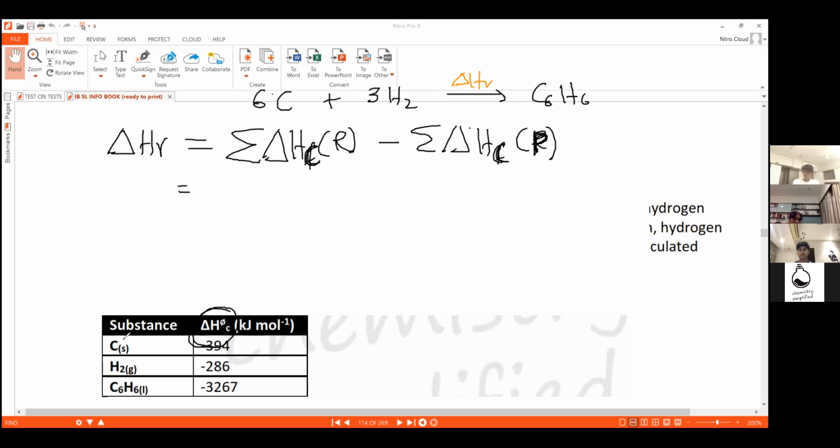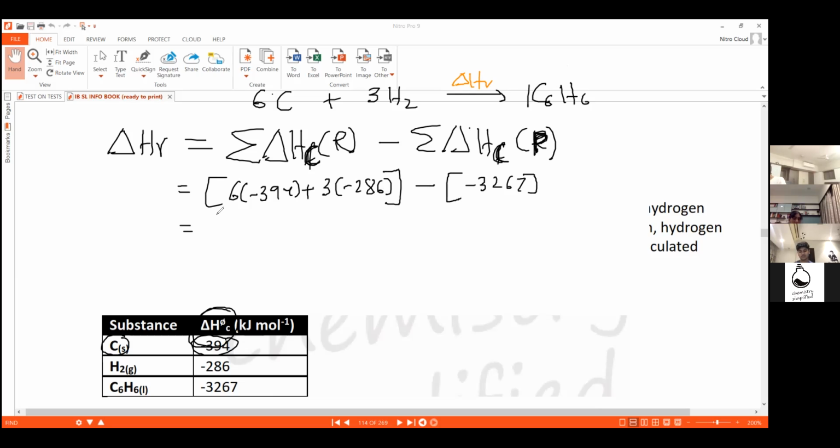6 carbons, but 1 carbon each, so minus 394 into 6. I'm adding the sum of the enthalpies of combustion of reactants. So 6 into minus 394 plus 3 hydrogen, so 3 into minus 286. This is the sum of the enthalpy change of reactants. Minus, in the products there is 1 mole of benzene, so that's minus 3267.